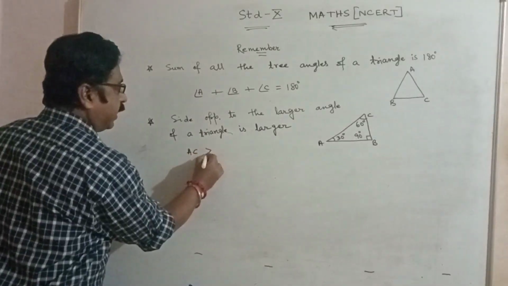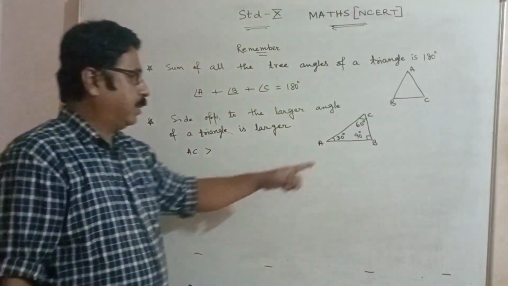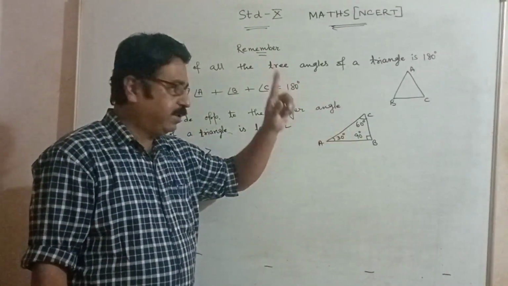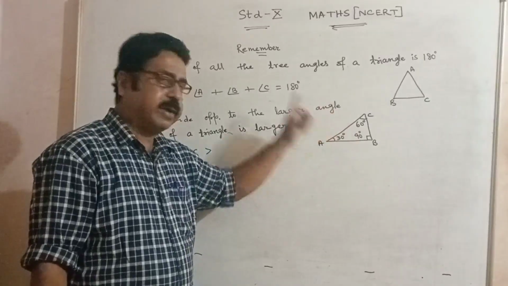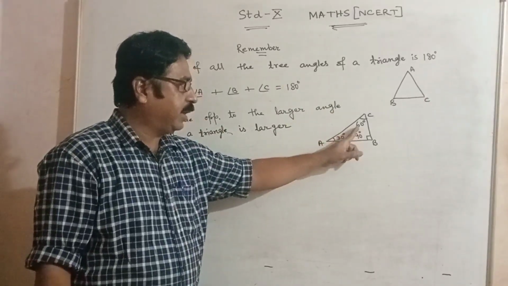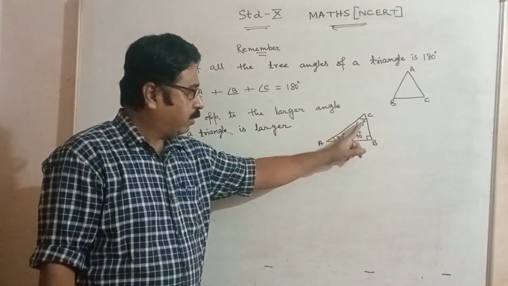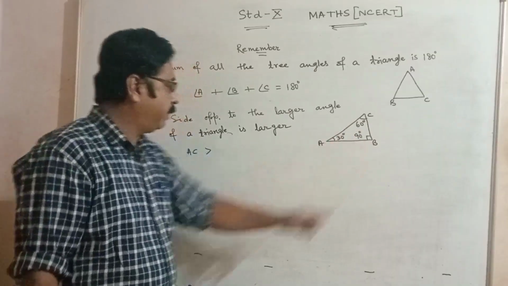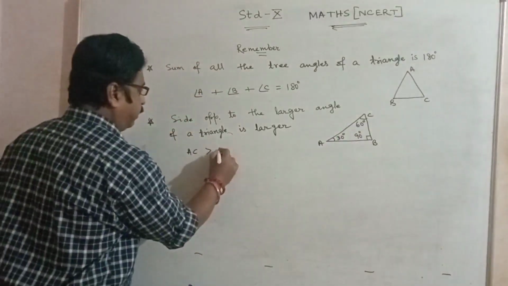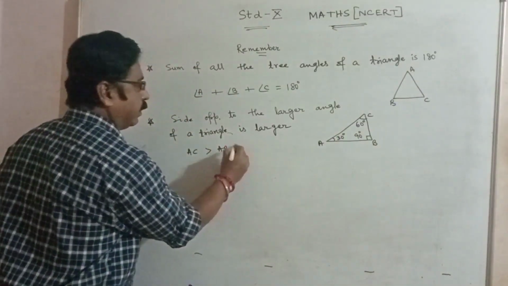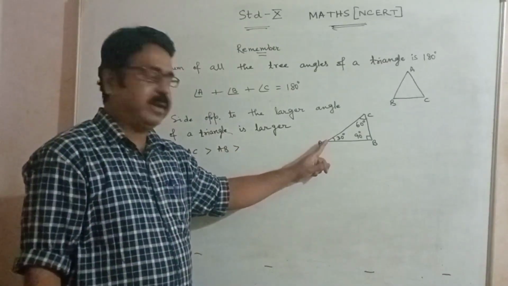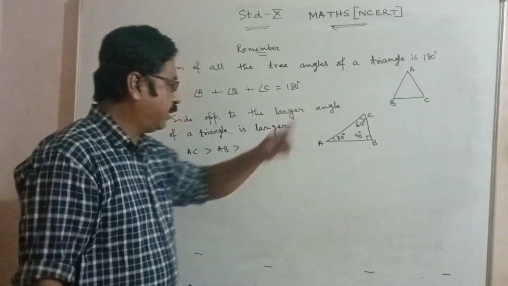AC will be greater than the others. Below 90 degrees, 60 degrees is there, and below 60 degrees, 30 degrees. So 60 degrees is the next larger. Opposite side is AB. Smallest angle is 30 degrees. Opposite side is BC.